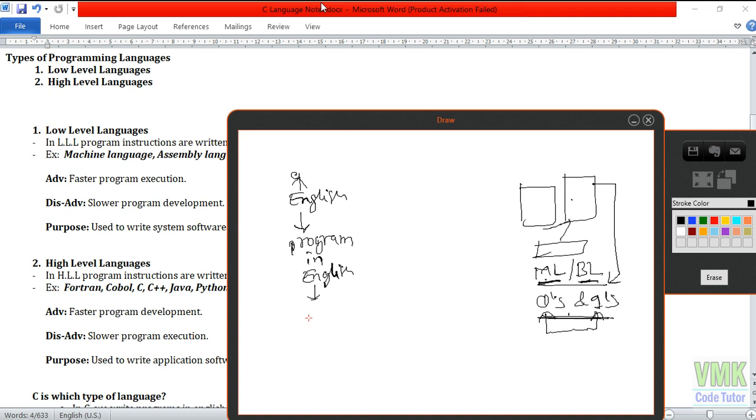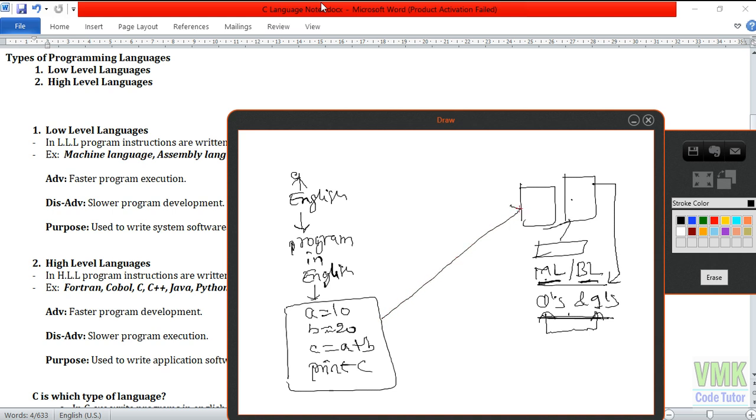For example, let's say that a is equal to 10, b is equal to 20, c is equal to a plus b, and I say print c. So what happens in this case? I wrote a program in English. Now this English program, if I give it to the computer, the computer does not run this particular program.